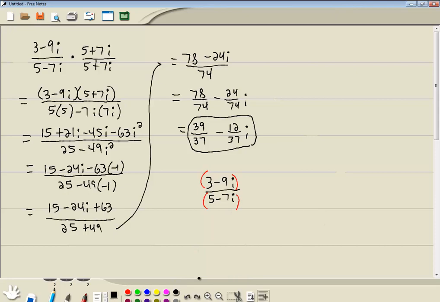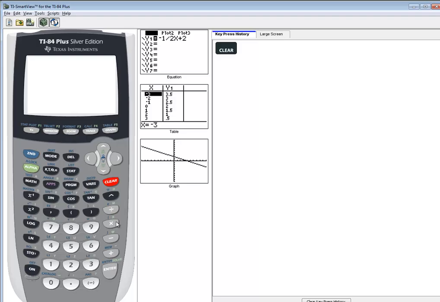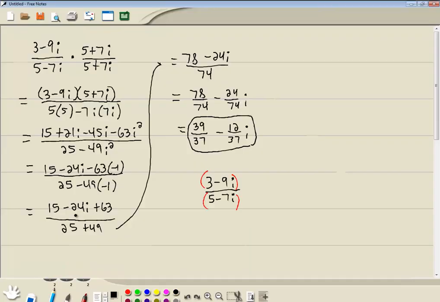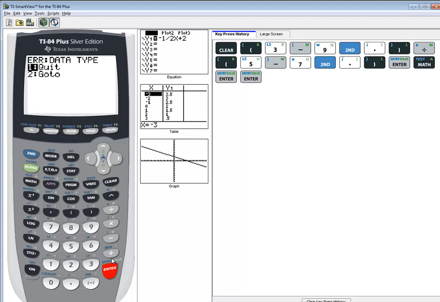Now let me show, I've already done this in my calculator and it doesn't work, but let me show it. Okay, so beginning parentheses, 3 minus 9, and then second decimal. Second decimal is what gives you the i. Closing parentheses divided by beginning parentheses 5 minus 7 second decimal, and then closing parentheses, and then enter. Now we get a decimal, and change any decimal to fraction. You do math, enter. And I get an error data type.